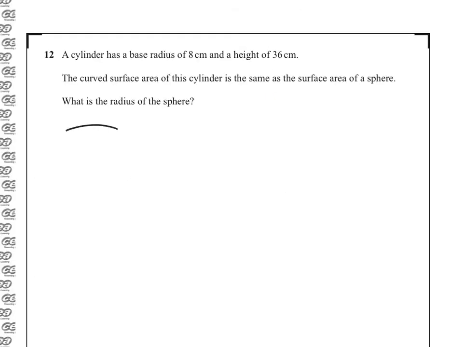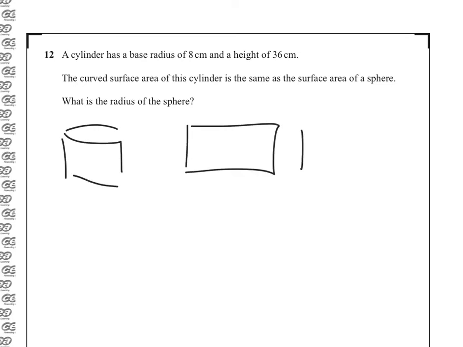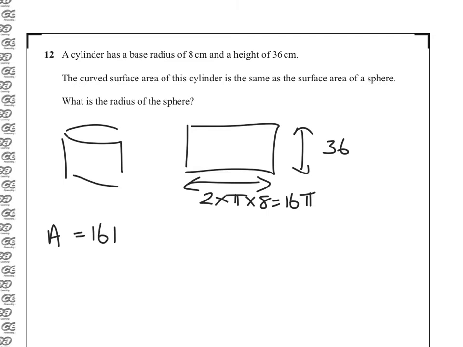Curved surface area of a cylinder opens up to a rectangle. Height of the cylinder is 36 and the side of the rectangle is 2 pi r. So in this case that's 2 times pi times 8, which is 16 pi. So that means that area is 16 pi times 36. Same surface area as a sphere, so that is surface area of a sphere. Remember that is in your formula booklet, 4 pi r squared.